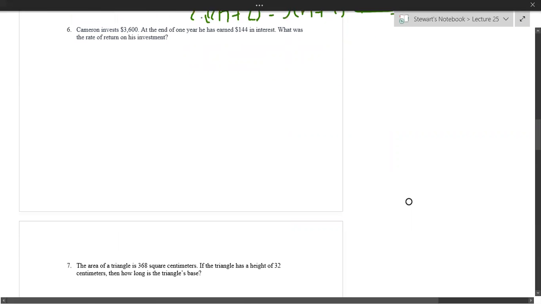Okay, so it says Cameron invests $3,600. And then at the end of 1 year, he has earned $144 in interest. So what was the rate of return on his investment?